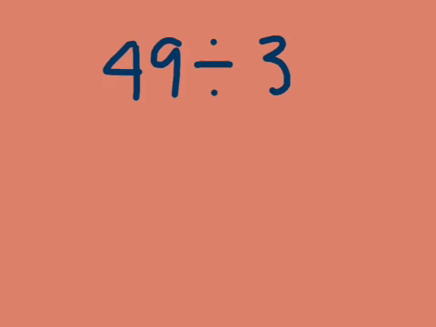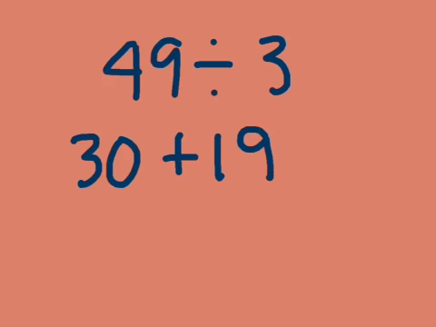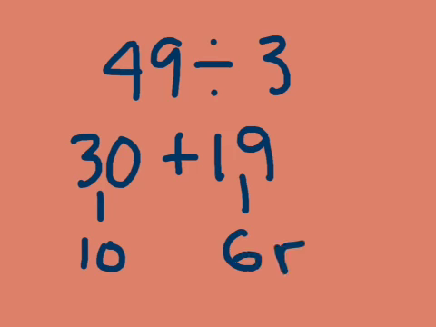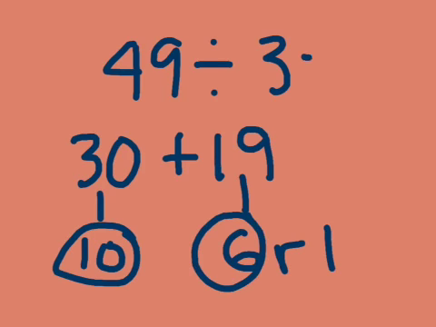For letter E, we can rename 49 as 30 plus 19. 30 divided by 3 is 10. 19 divided by 3 is 6, with a remainder of 1. So altogether we have 10 groups of 3 and 6 groups of 3, which is 16, with a remainder of 1.